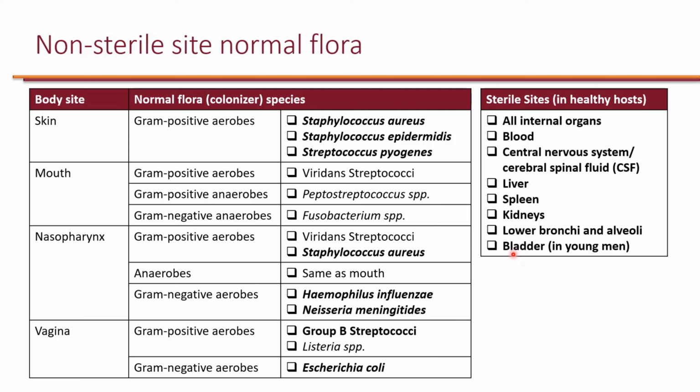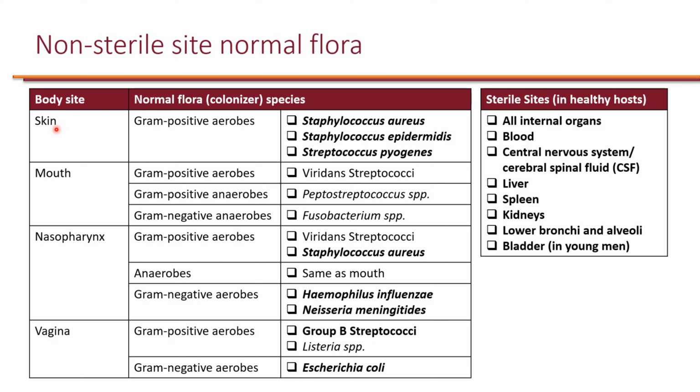In women, given the anatomical differences between men and women, it's common that the bladder will be colonized, and as women get older, the percentage of colonization also goes up. And anybody who has a urinary catheter almost certainly has colonization of the bladder. So the bladder is kind of tricky on this list, but for the rest of this list, if you find an organism, it's likely due to infection. But let's focus on the normal flora in these other sites.